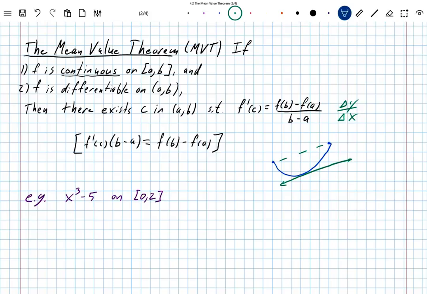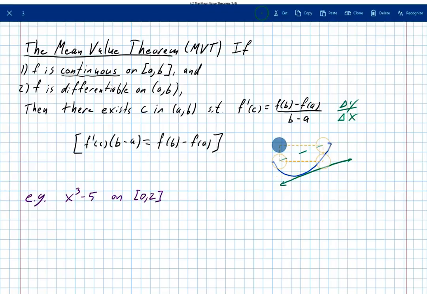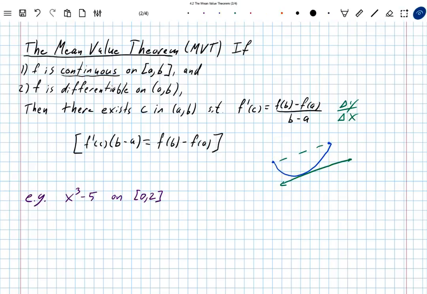Okay, so somewhere it has to actually be going the average rate of change, or the slope of that secant line. And here's my beautiful picture again of two endpoints, a nice continuous differentiable function. Here's the secant line, whose slope is the average rate of change, or in other words, the slope is f of b minus f of a over b minus a. And then here's a tangent line at some point where the x value is c that has the same slope, that same rate of change.